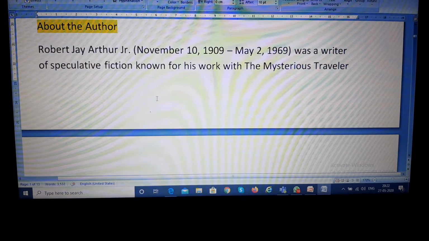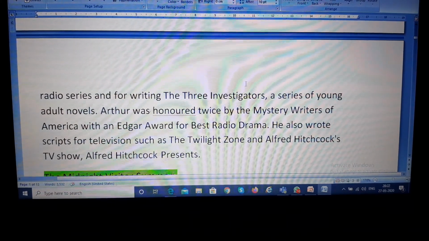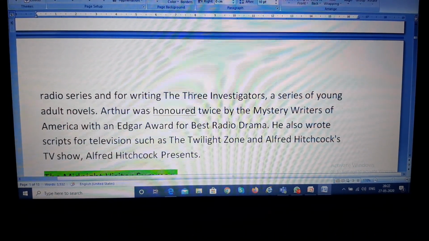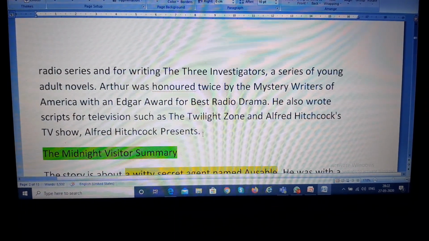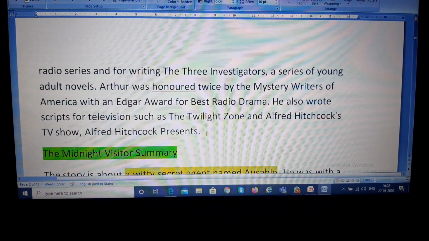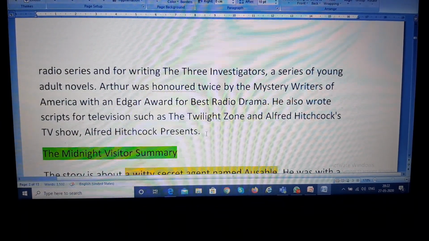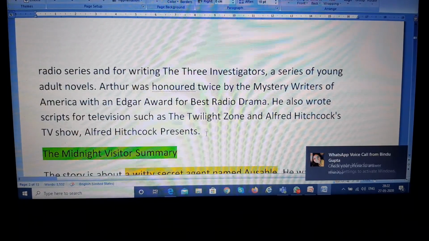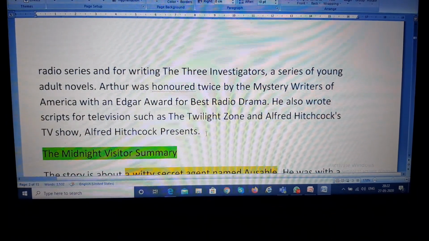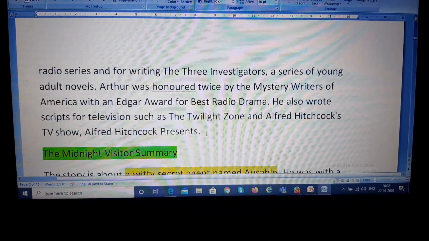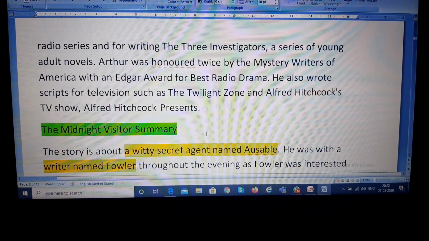He was a writer of speculative fiction known for his work with the Mysterious Traveler radio series and for the Three Investigators, a series of young adult novels. He was honored twice by the Mystery Writers of America with an Edgar Award for Best Radio Drama. He also wrote scripts for television such as The Twilight Zone and Alfred Hitchcock Presents. So that is how he was a renowned celebrity.